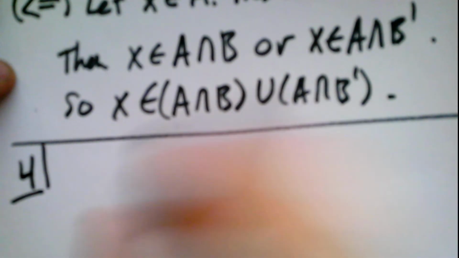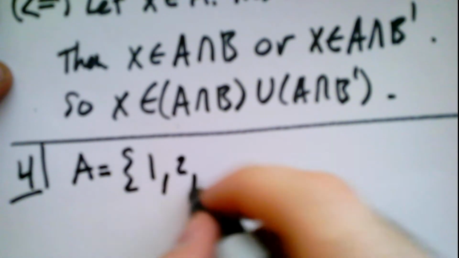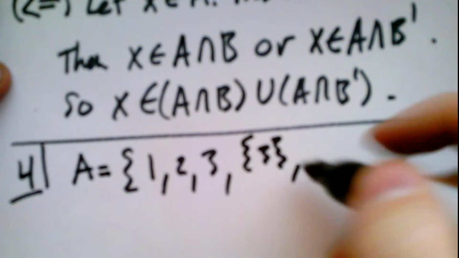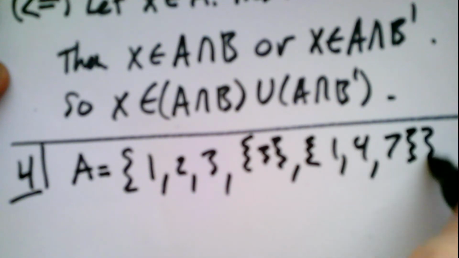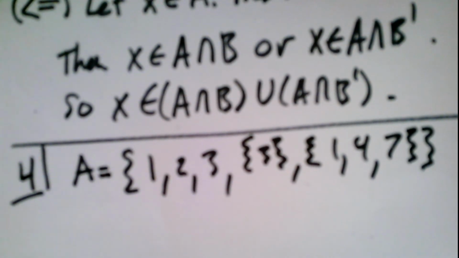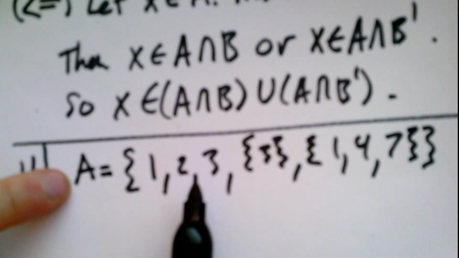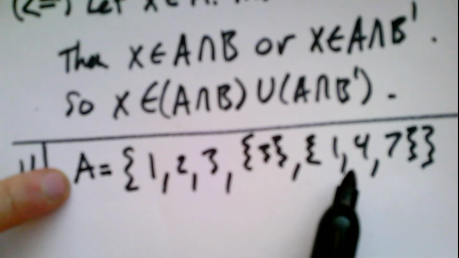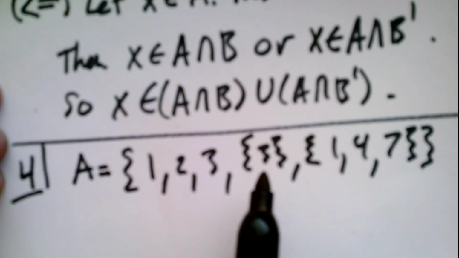We're going to start with a set. A equals the set containing 1, 2, 3, the set containing 3, and the set containing 1, 4, and 7. So that looks a little tricky, but it's not so bad. It just means that A has 5 elements in it: 1, 2, 3. This is our 4th element, and this is our 5th element. This 5th element is a set that contains 3 numbers. The 4th element is a set that contains 1 number.